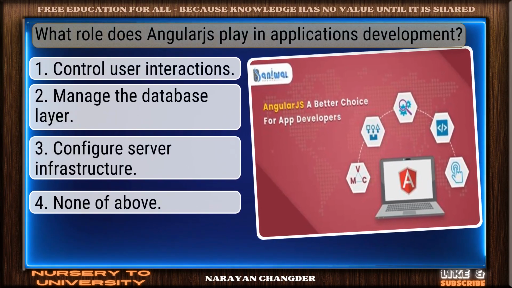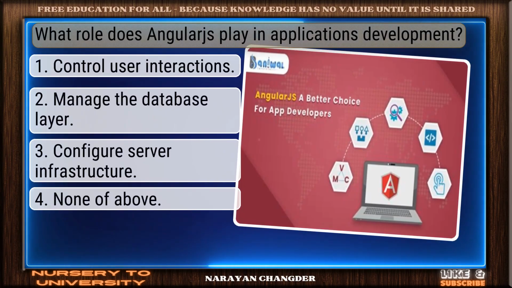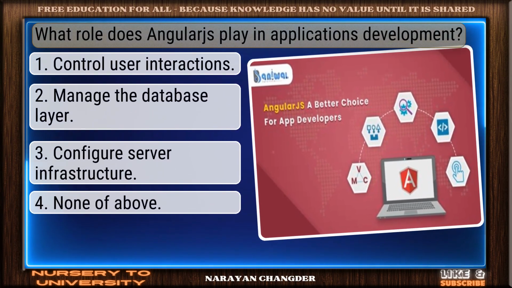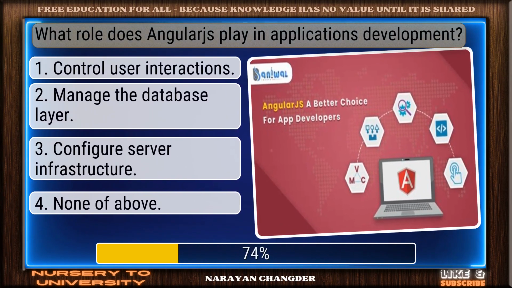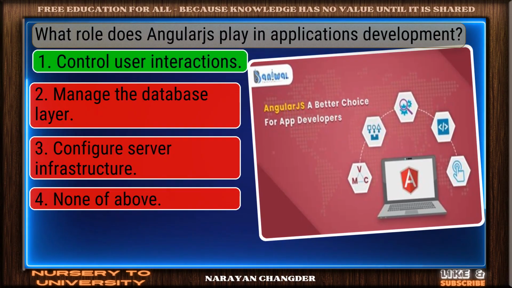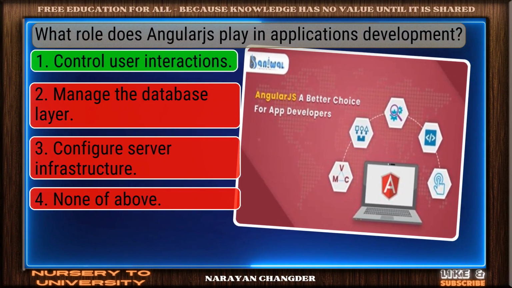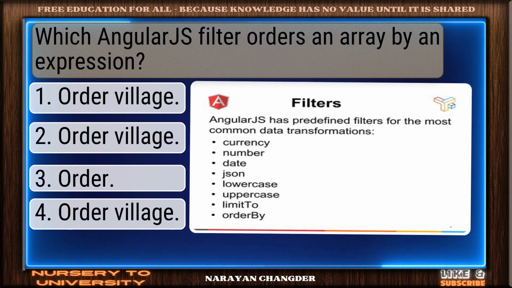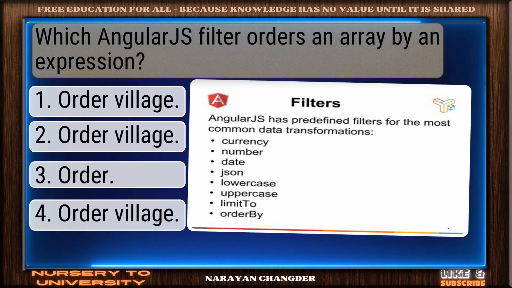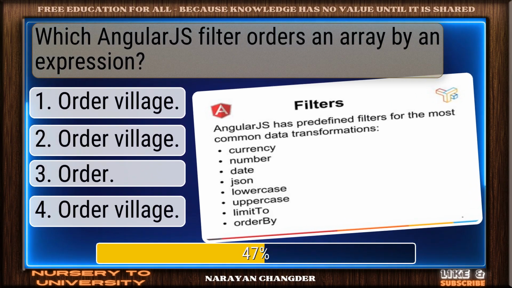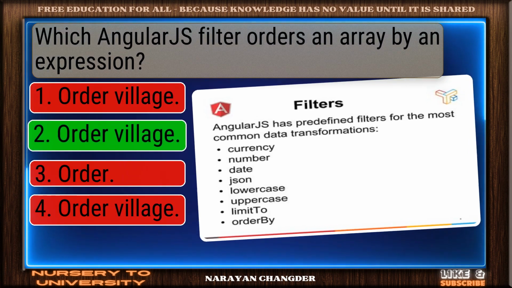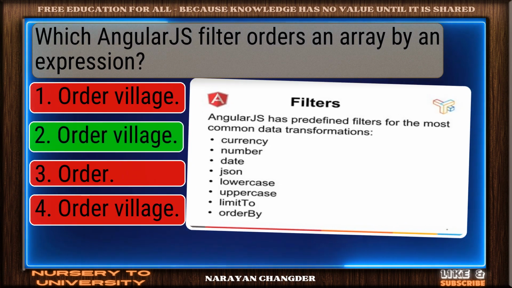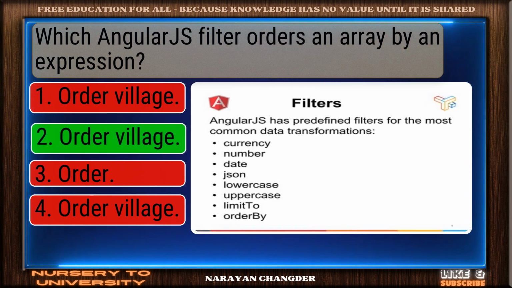Question number 27. What role does Angularjs play in application development? Nice selection. Control user interactions is the correct and valid answer. Question number 28. Which Angular filter orders an array by an expression? You chose orderBy, and it is correct.